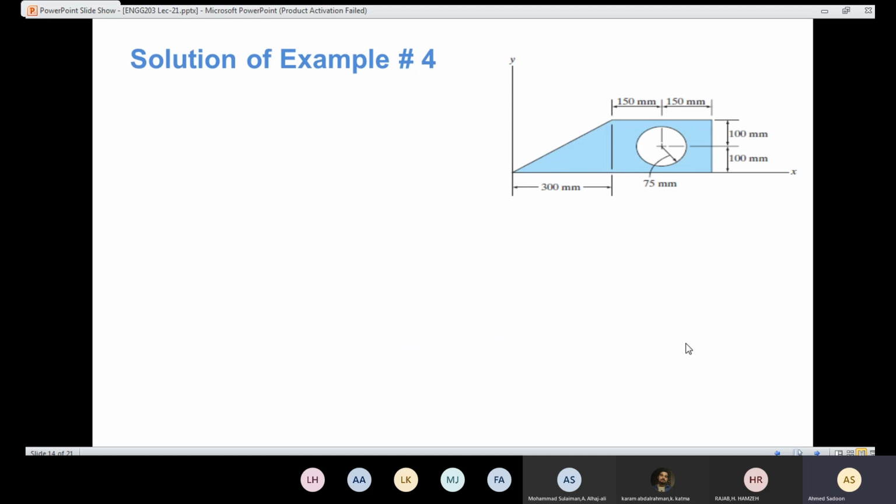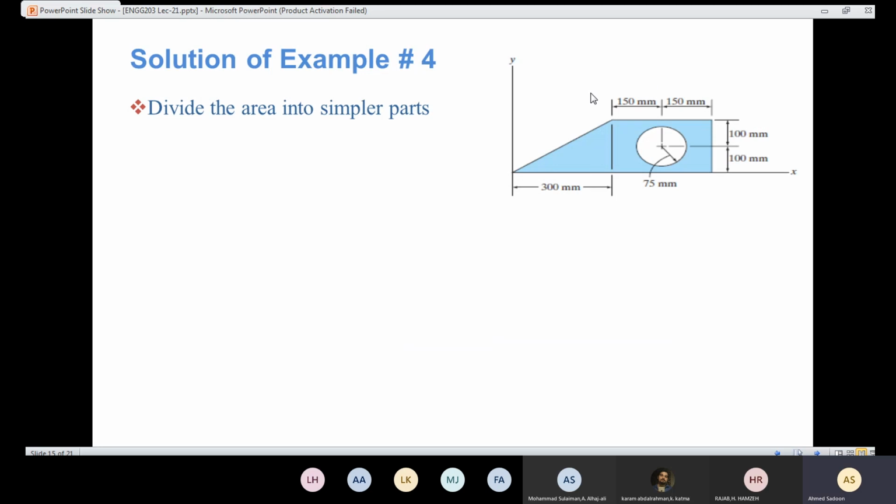So the first step to be done: we need to divide the area into simpler parts. How many parts do we have here? We have 3 parts. We have a triangle, we have a rectangle, and we have a circle. And we need to take care of the circle because here we have a hole.